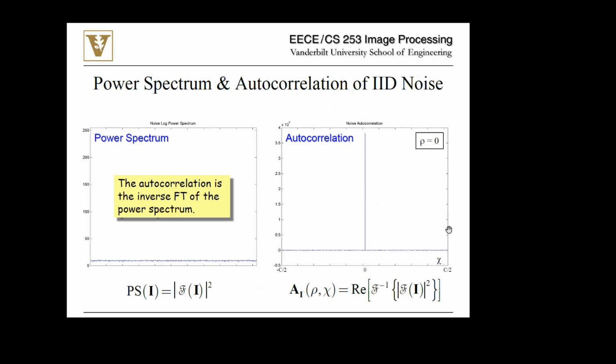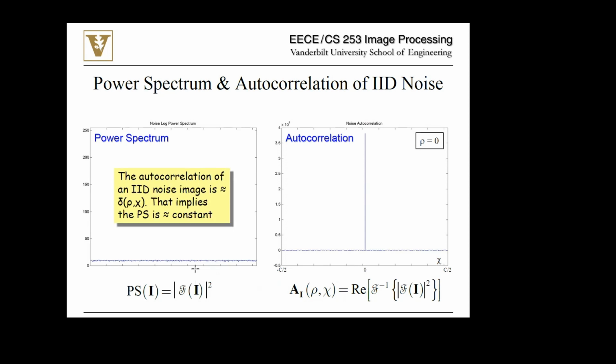You make the Fourier transform of the autocorrelation, and this is what you get. Almost a constant. That is why it is called white noise, because white light is supposed to have this effect. You have the same energy at all frequencies. So this is uncorrelated noise.